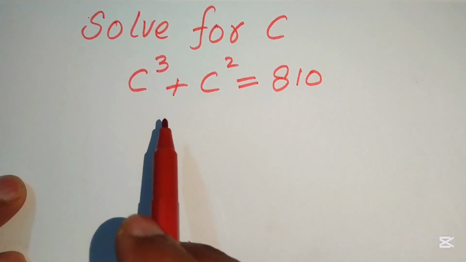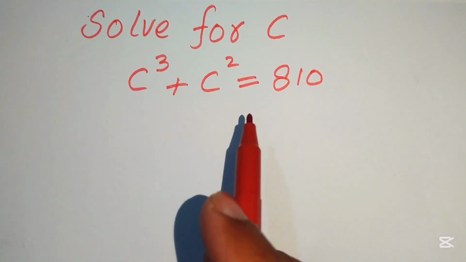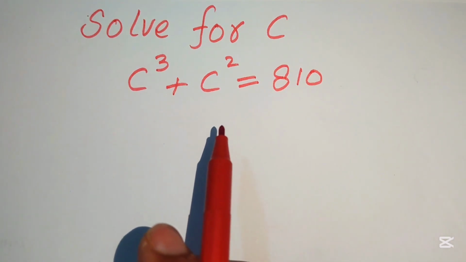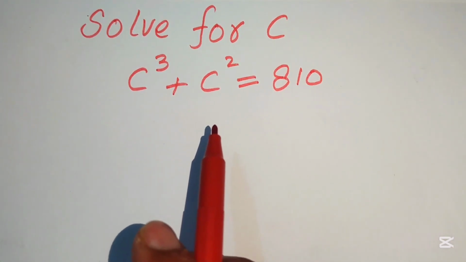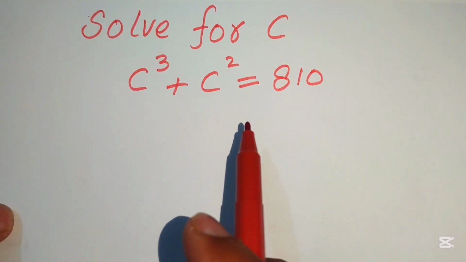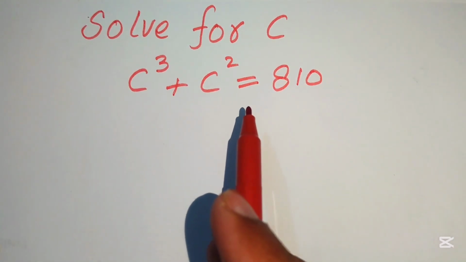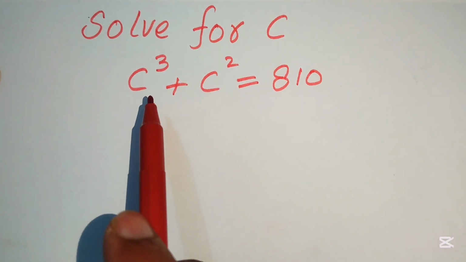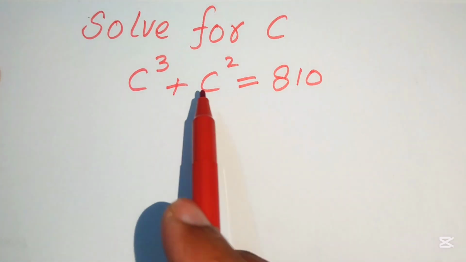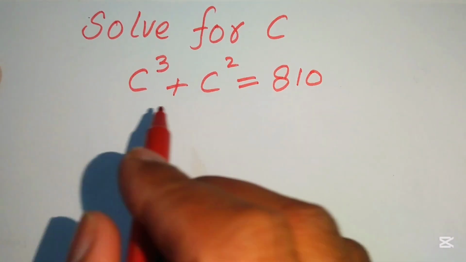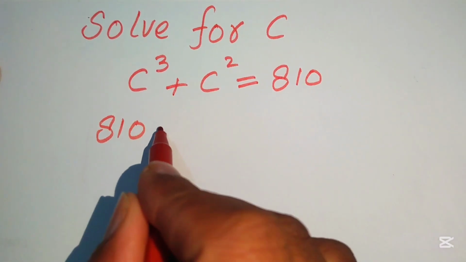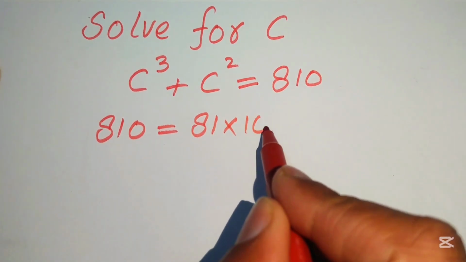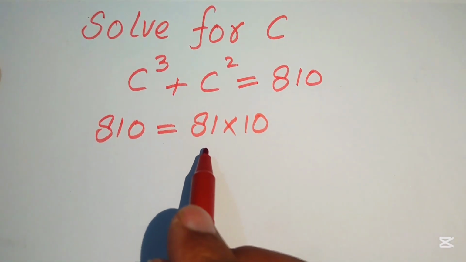So here we have c cubed plus c square equals 810, and we solve this problem for the values of c. First, focus on the right hand side, where we have 810. Now we convert this 810 into the sum of cube and square terms. First we write 810 as 81 times 10. Here we easily break this 810 in this form.